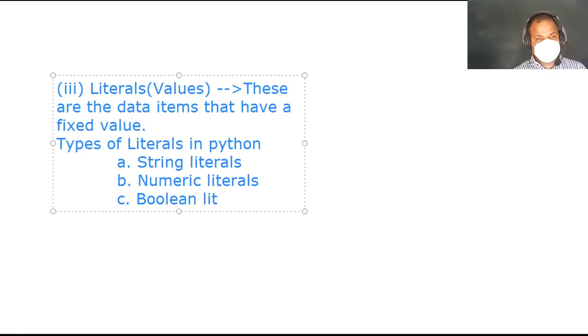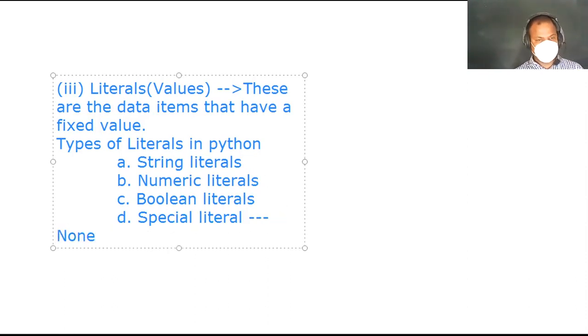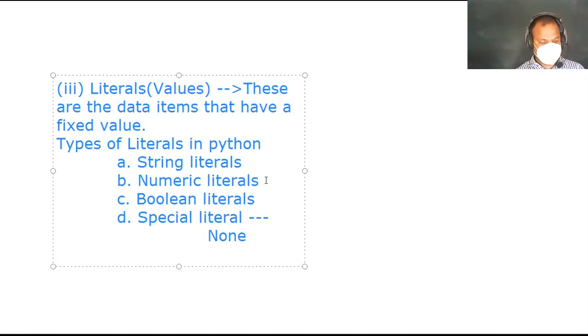Boolean literal. I think you are all aware of that, because Boolean means true or false. 1 for true and 0 for false. True means the statement is correct, and otherwise it is false, that is 0. Next one is special literal, that is None. None means nothing, no value at all. This is a special literal used in Python programming. That's enough for the types.